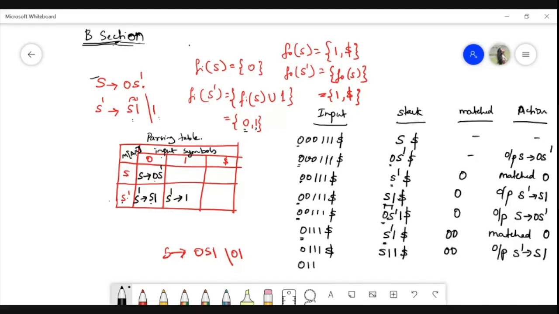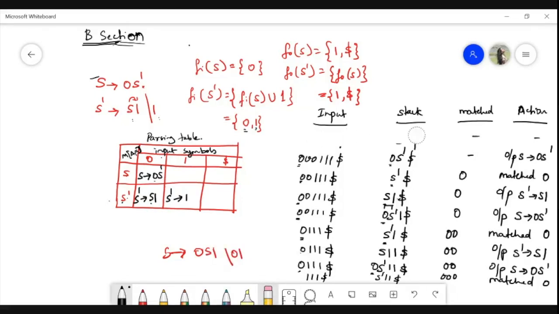Now 0111 dollar, S on 0. For S on 0, I have only one production, so 0 S dash 11 dollar. You have 2 zeros, and you have used S giving 0 S dash. Now the top of the stack and the input pointer are the same, so I move my pointer. It is 111. Pop the 0 from the top of the stack, and you remain with S dash 11 dollar, with 000 matched. So you have matched a 0.